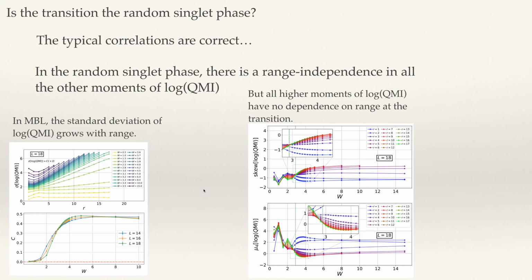So that is sort of the answer to the question, or at least the best answer that we can get from sort of state-of-the-art numerics. What do the correlation functions look like exactly as you hit the transition? The typical correlations. We've done this funny log averaging.